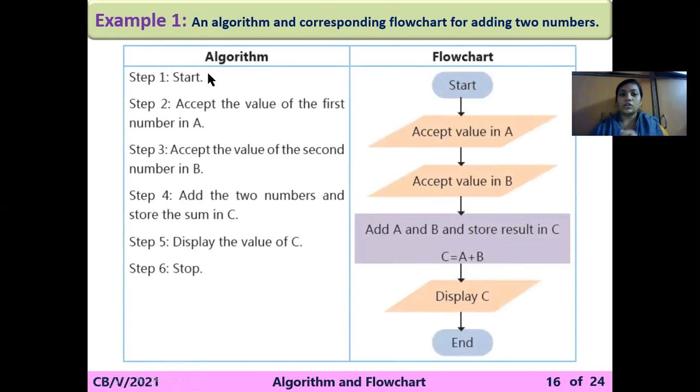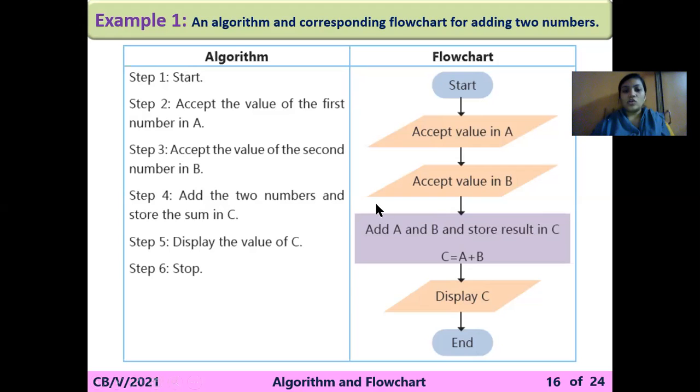Algorithm start. You can see here start. Accept the value of the first number, or you can write read A directly. Or you can write take a value in a variable. Accept the value of the second number B. Here this is the flow chart. You can see the difference between the algorithm and flow chart. Both are the same, but this is in written form and this is showing the graphical form.